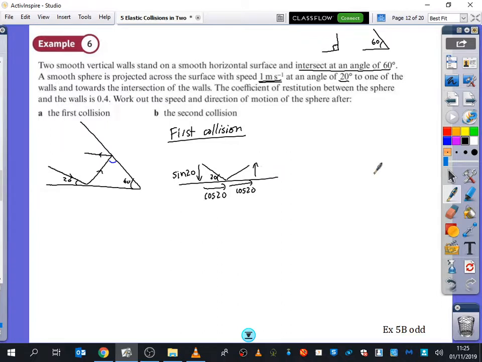Has it told us that? Yes. It's told us that the coefficient of restitution for both of them is 0.4. So going up is 0.4 sine 20. Then I would recommend drawing that triangle out again separately here. So we have 0.4 sine 20 and cos 20, and I want to find out v. So v squared is cos squared 20 plus 0.4 sine 20 squared. So we can find out what v is.